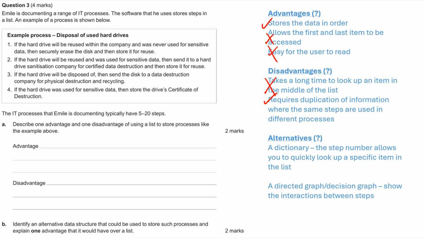The one, and I found this hard to come up with until I really gave it a lot of thought, the one that works well is a directed graph or a decision graph, which allows us to show the interactions between the steps. So we might first ask, well, has the hard drive been reused within the company? That might be one thing, which then leads to a whole bunch of different decisions to make. So I think that would be the best alternative, and that would be the advantage that we could show the interactions between the steps and we wouldn't have to have duplicate data.